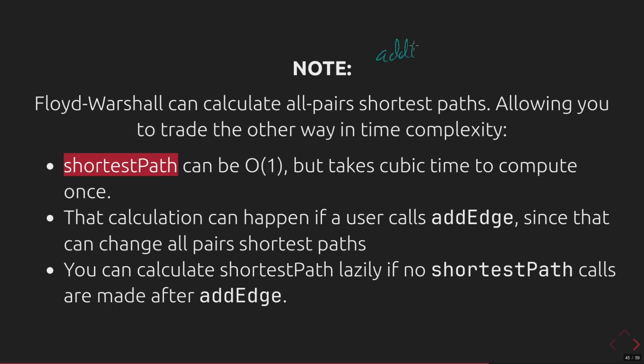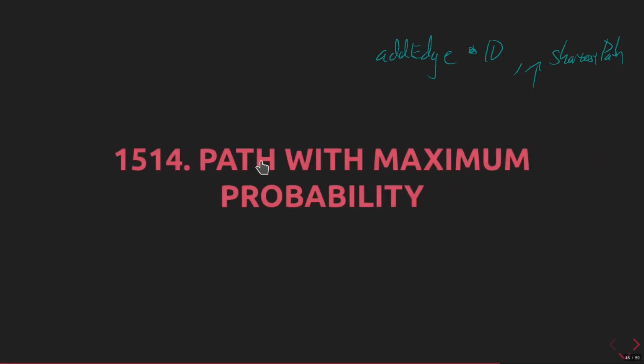Because if you have a sequence of, let's say, add edge, and maybe you have a sequence of this like maybe 10 times, maybe you don't need to compute shortest path until you're asked for shortest path, right? So keep that in mind. This is O(n cubed), but this also works as a strategy. Just depends on your design goals.